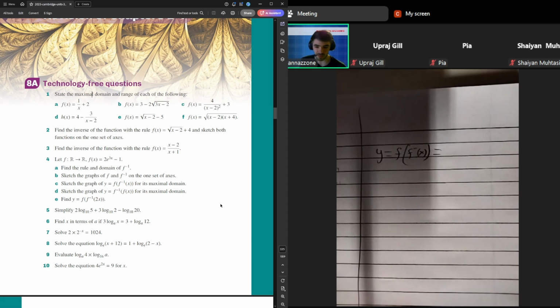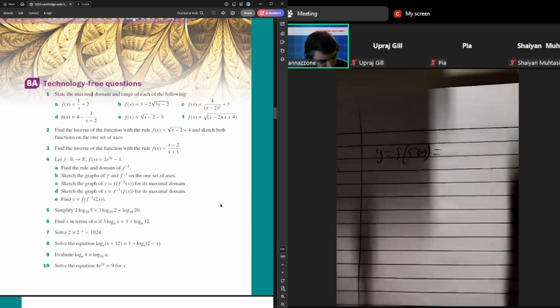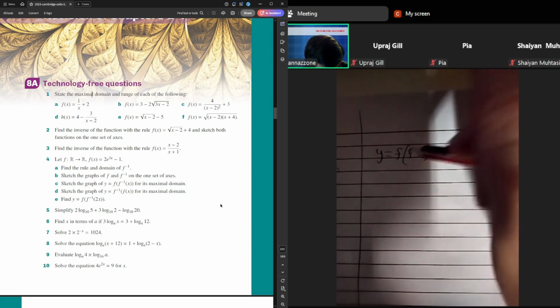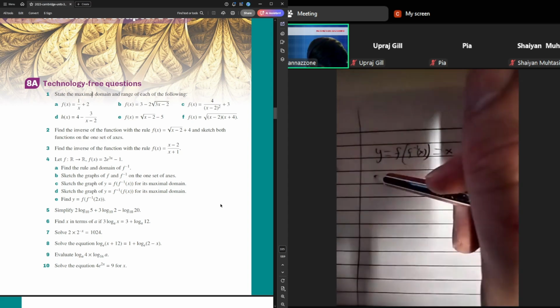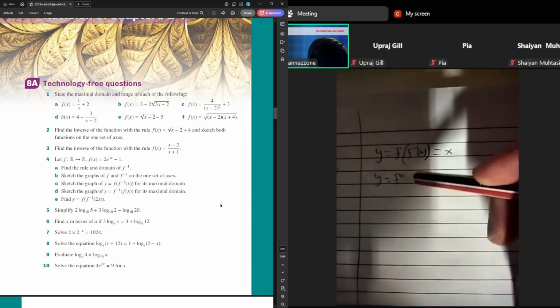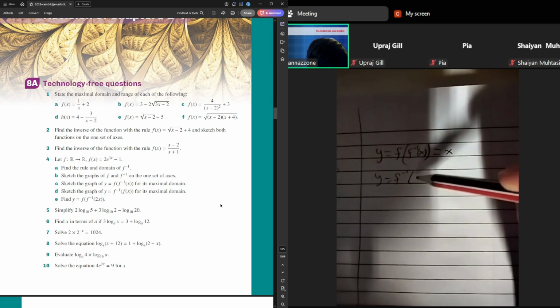Does anyone memorize or remember what f of f inverse x is always equal to, regardless of f or its inverse? Okay, that's fine. So whenever you do f of f inverse, it will always be equal to x, no matter what the function is. It even works if you do the opposite way, so f inverse of f.